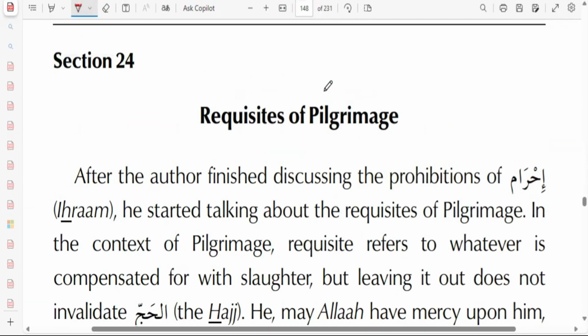All right, we're continuing in the book of Hajj in the Lucid Word. The author says requisites of Hajj. So this is the word in English that they chose to use for wajib of Hajj.